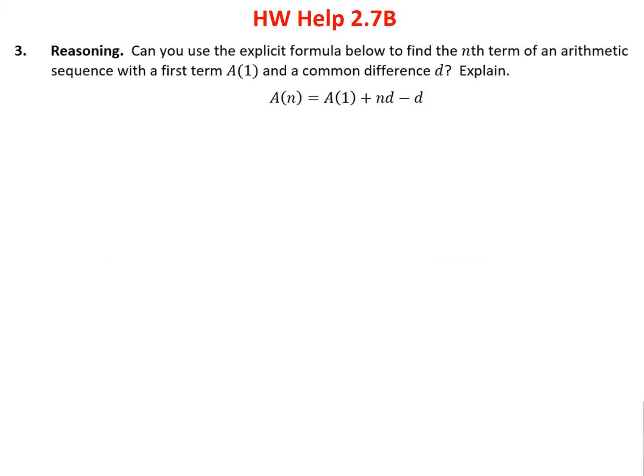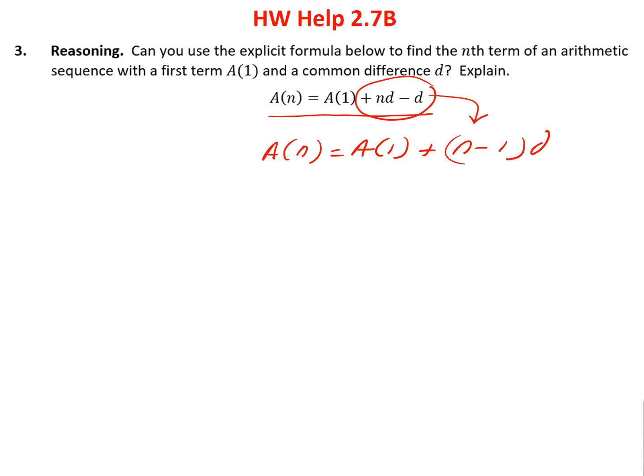Problem 3 says, can you use the explicit formula below, this one here, to find the nth term of an arithmetic sequence with the first term a sub 1 and a common difference d? Well, first thing I notice here is the explicit formula looks like this: a sub n equals a sub 1 plus n minus 1 times d. And if I look at these two, it's obvious I need to get that to look like that. But notice both of these have a d. So you see n times d minus, I could write it, 1 times d.